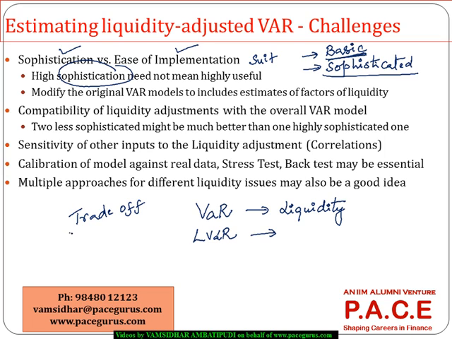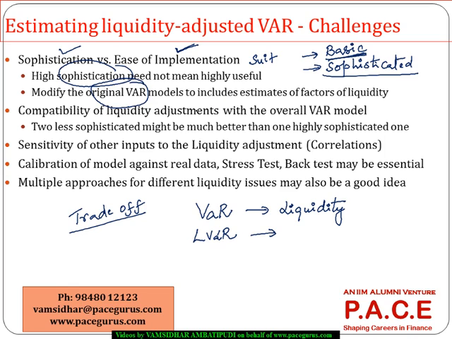You really need to decide whether you want to go with a sophistication which is highly cost intensive versus ease of implementation. So generally people start with the original VAR models and try to include some kind of adjustments for the various factors associated with liquidity. People start with the regular VAR model and then make adjustments to that, rather than building a model for LVAR right from scratch.